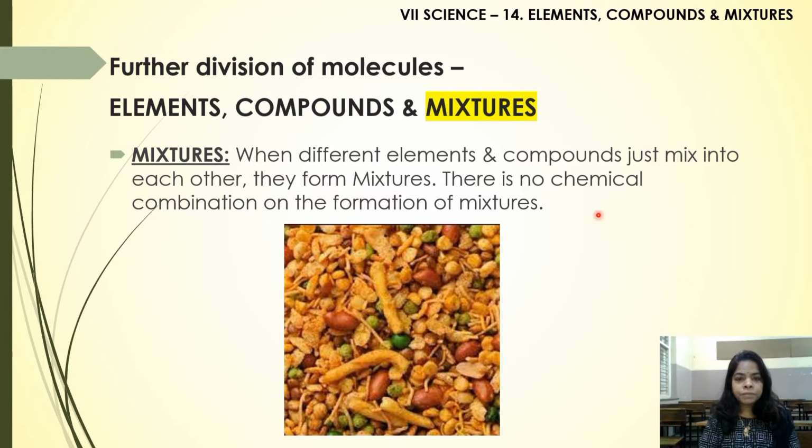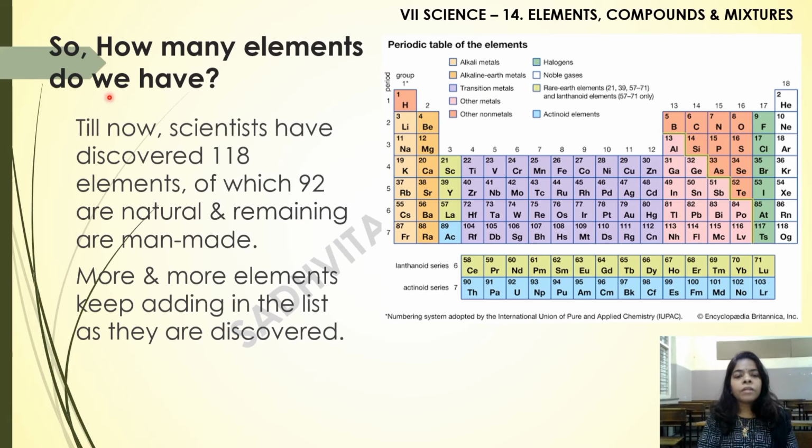Now the mixtures. When different elements and compounds just mix into each other, they form mixtures. There is no chemical combination in the formation of mixtures. This is a mixture, children. You can see all the different constituents in this mixture. So a mixture is somewhat like this only. They don't mix chemically into each other. They just mix into each other. You can see all of those constituents, and all of those constituents will show their own properties in a mixture.